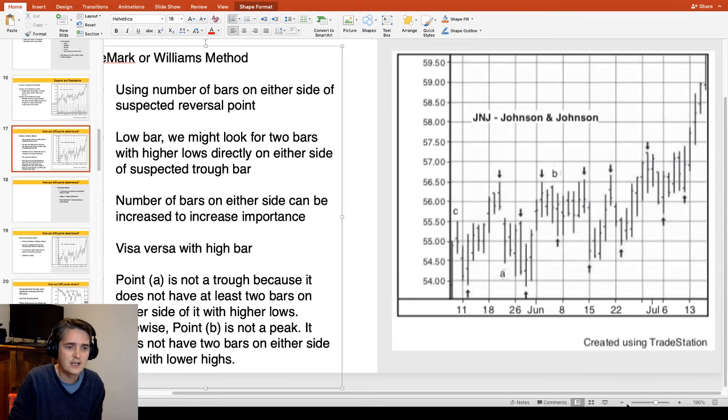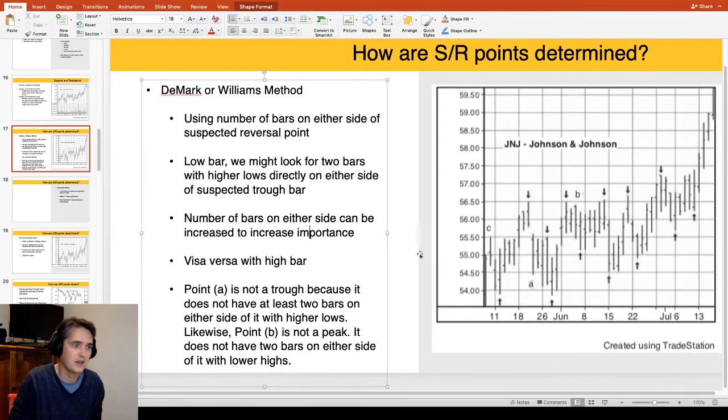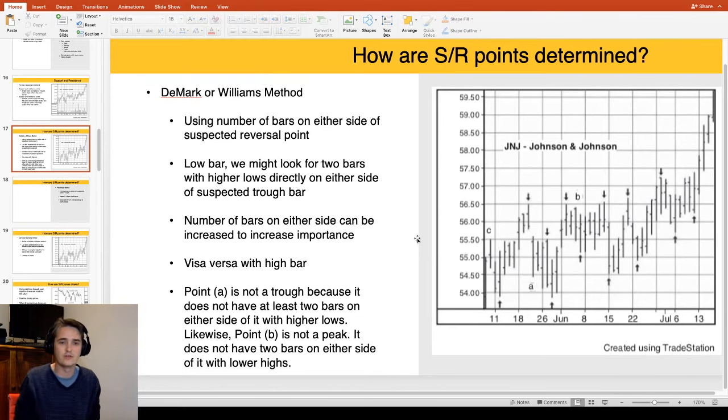And obviously it is vice versa when you are looking for resistance levels. On resistance levels, you are looking for lower highs on either side. All right, so we'll use this one as a nice example over here. We can see that this makes a high at around the 57.25 level, and the one on the right is slightly lower and the one on the left is slightly lower. So that is then our high bar and our point of resistance.